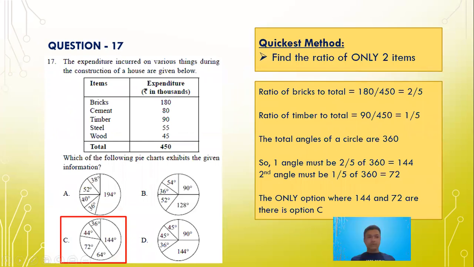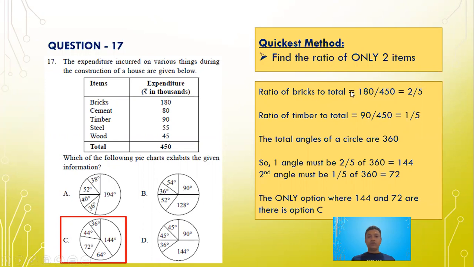Okay, next one. The expenditure incurred on various things during the construction of a house are given below. Bricks is 180, cement 80, timber 90, steel 55, wood 45, total is 450. So which of the following pie charts exhibit the given information? So again, the ratio of this should also match the ratio of the angles of the pie chart with the whole angle of the circle. What is the whole angle of the circle? 360, isn't it? So let's see the ratio.